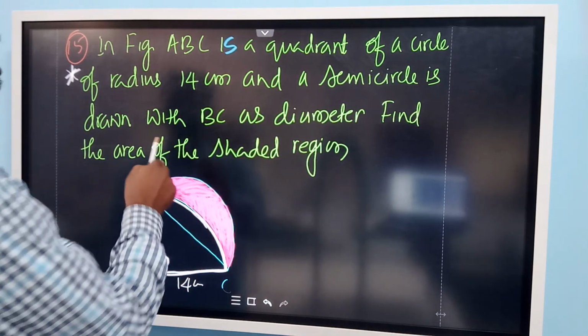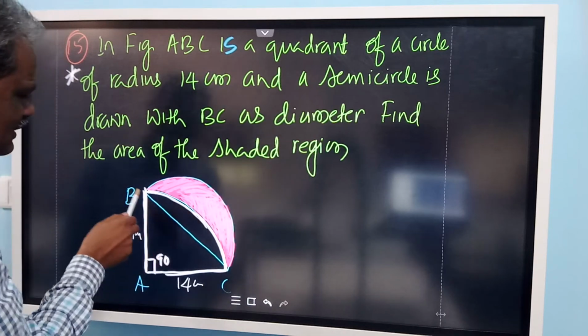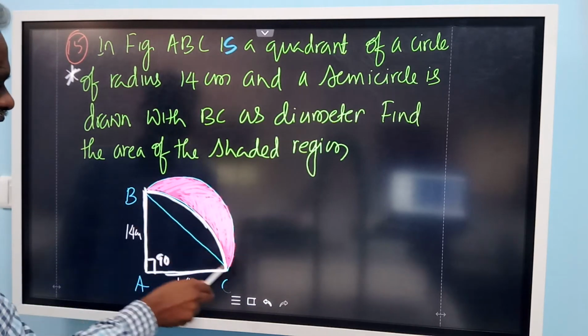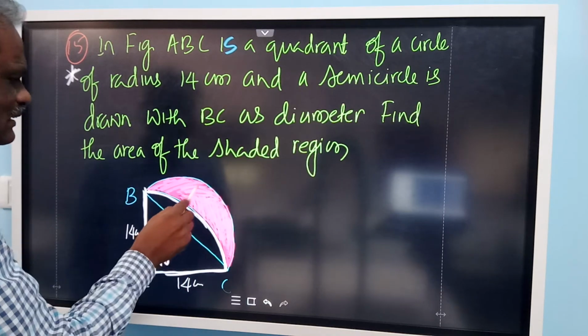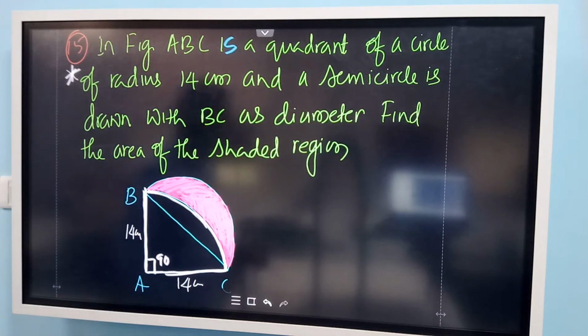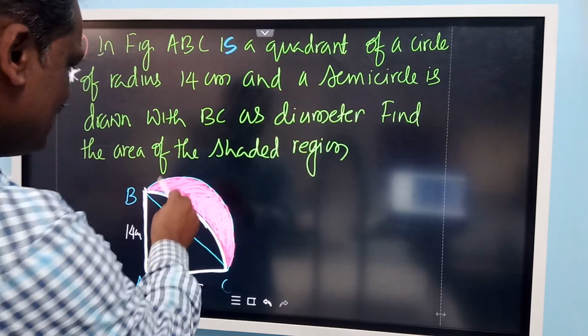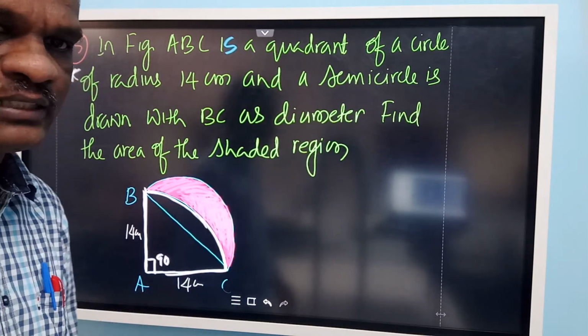And a semicircle is drawn with BC as a diameter. See, this is a semicircle with BC as a diameter. Okay. So find the area of the shaded region. Tell me how to do this. Anybody got an idea? How to find the area of this red color shaded portion here?